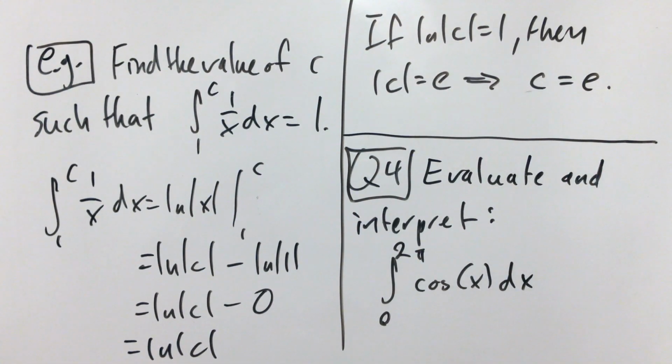Finally, here is one last question for you guys. I want you to evaluate the following definite integral using the fundamental theorem of calculus, part 2. Integrate from 0 to 2 pi of cosine x dx. And I'd like you to interpret your answer. Explain why it is what it is in terms of areas under graphs of functions.